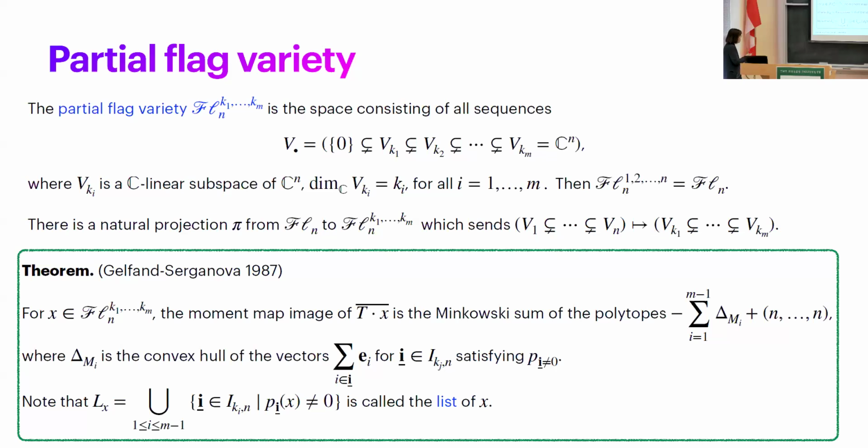This is the theorem of Gelfand-Serganova, but since we use a different sign convention, we can show that for every point x in this partial flag variety, the moment map image of the torus orbit closure Tx is the Minkowski sum of this polytope. And actually, this Delta_{M_i} is determined by the list of x. It corresponds to the non-zero Plücker coordinates.